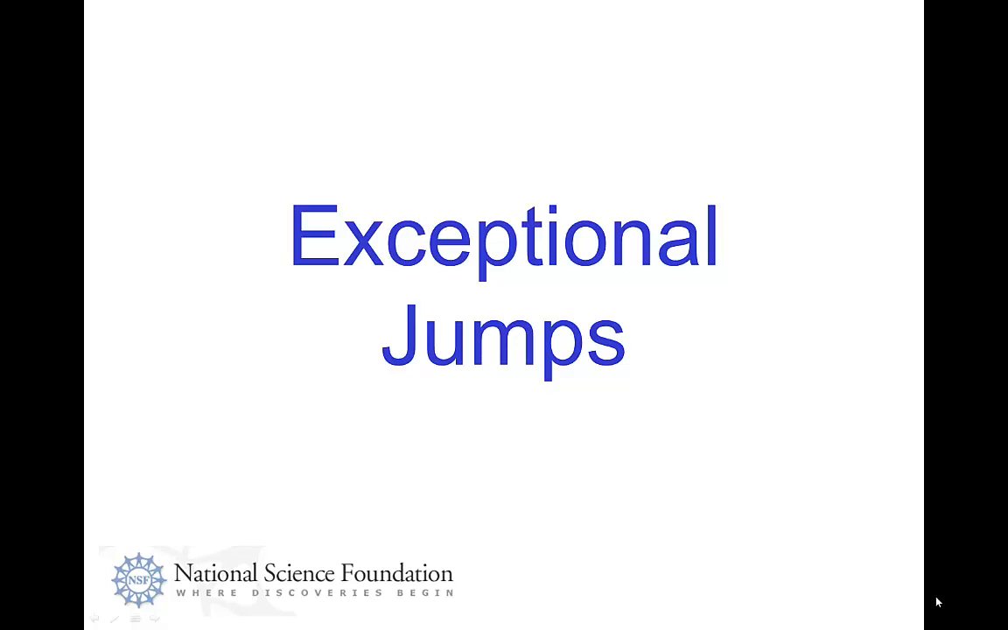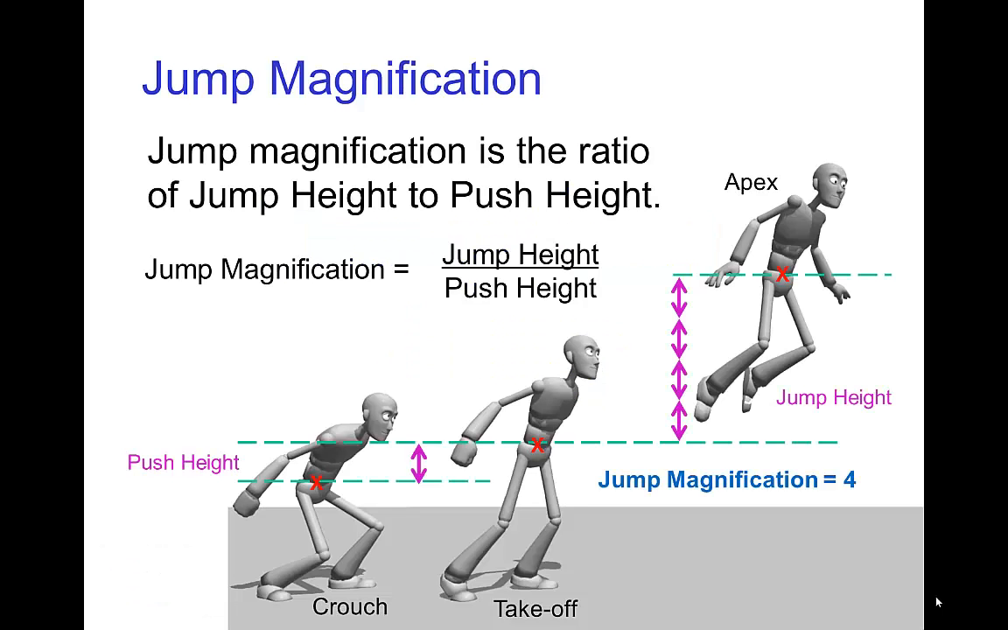Exceptional jumps. In the previous tutorial, we talked about jump magnification. Jump magnification is the ratio of the jump height to the push height. So if this character jumps 4 times higher than the distance that they pushed off the ground, then that would be a jump magnification of 4.